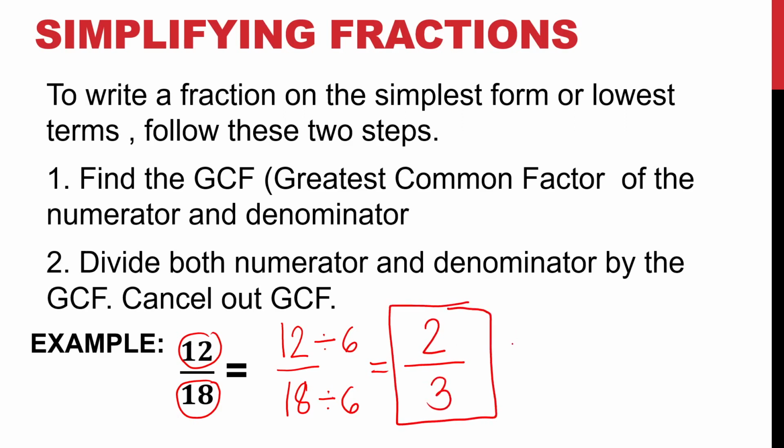Sir, can I do the cancellation method? Yes, you can. The common factor of 12 and 18 is 6, right? 6 divided by 6, 2 divided by 6, 3. The answer is still the same, 2/3. So you can do cancellation, or you can show the division. It's up to you. Both solutions are correct. Okay?